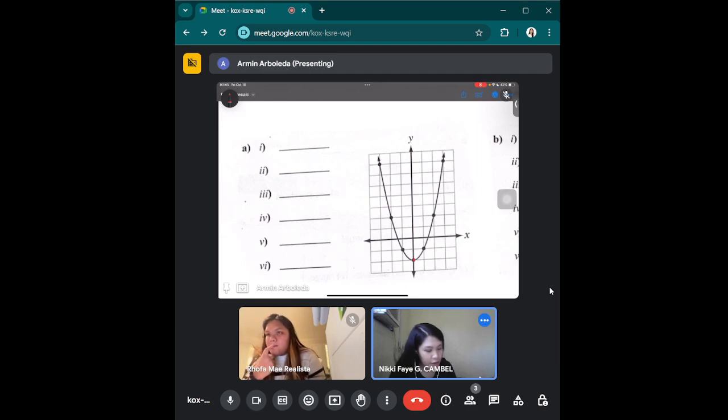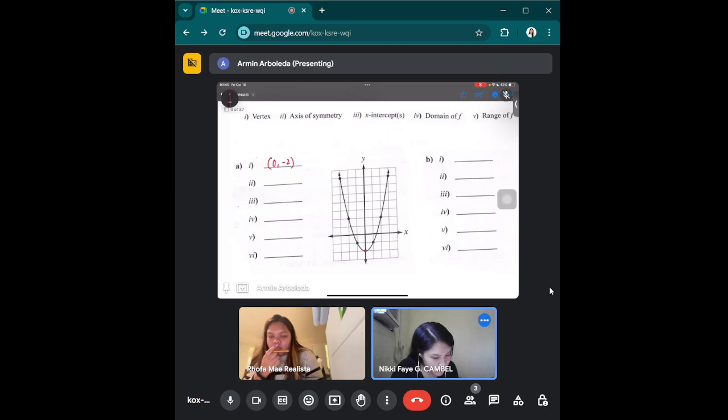Saan yung x natin? Nakamute ka po. Sorry. It's okay. And then 0 and then -2. So the vertex would be 0 and -2. Okay? How about the axis of symmetry? 0 as well. Anong yung 0? X or Y? Yung X po. X is equal to 0. Or you can also say the y-axis. Okay? Kahit saan lang dito yung answer mo.